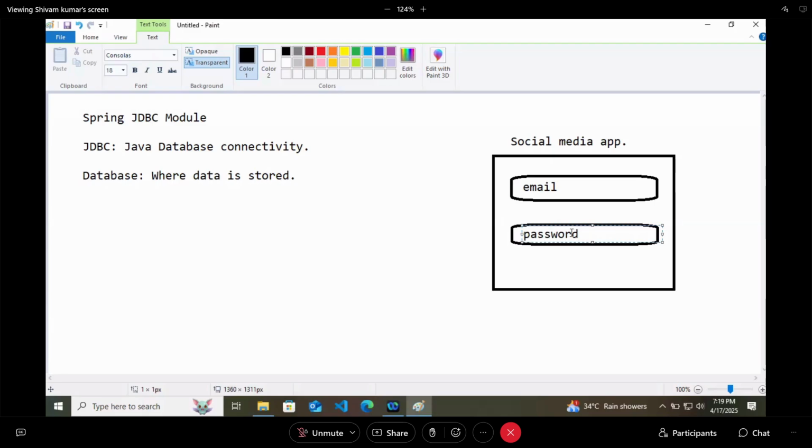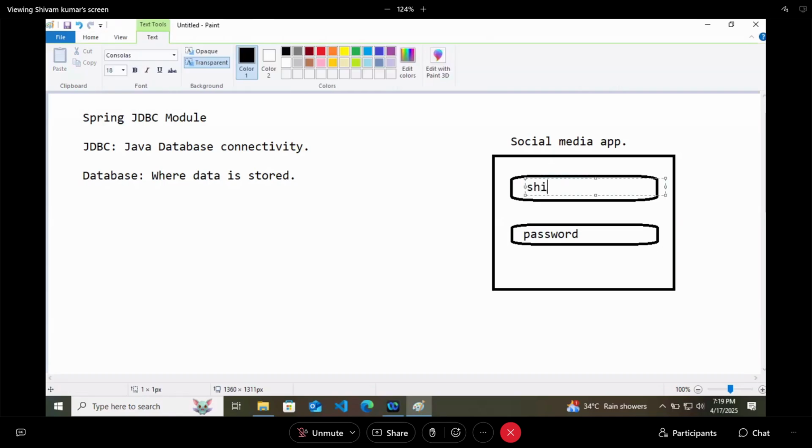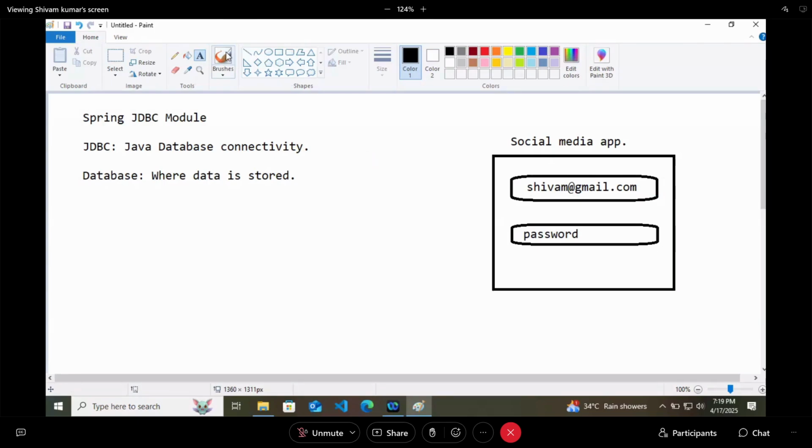Now, in the email field, I write a random email ID: shivam at the rate of gmail.com, and my password is password. Now I logged in to this app. I scrolled, I followed someone, I liked some posts, I commented on some posts, I saved some reels or whatever. It means you did some operations here.